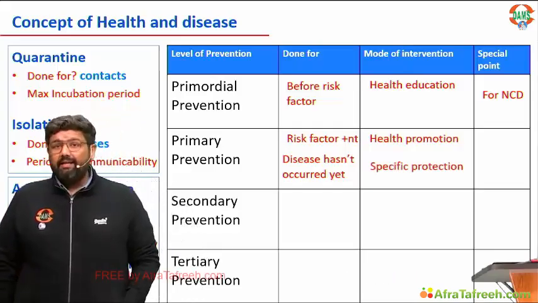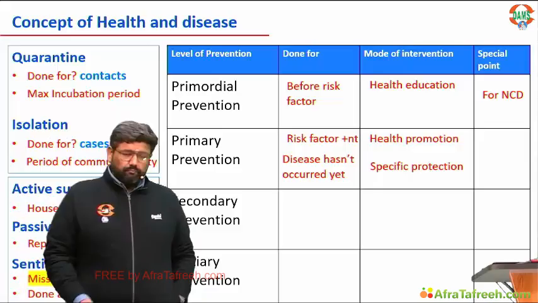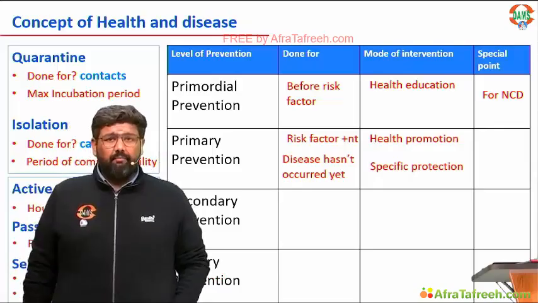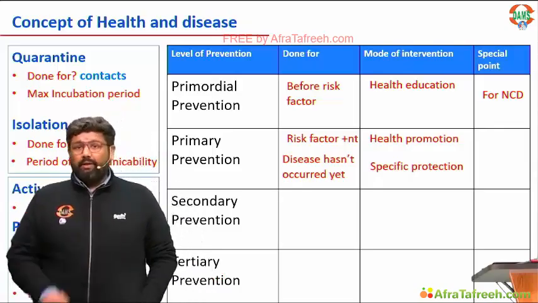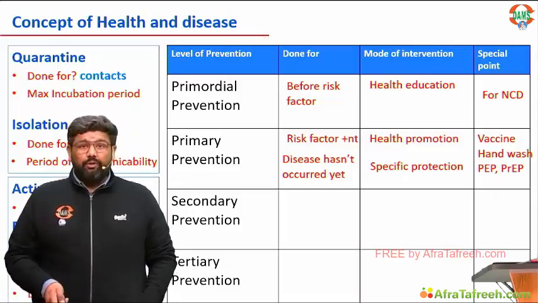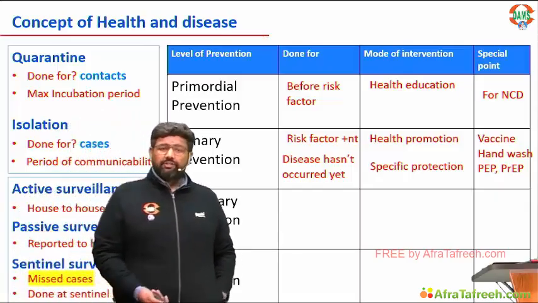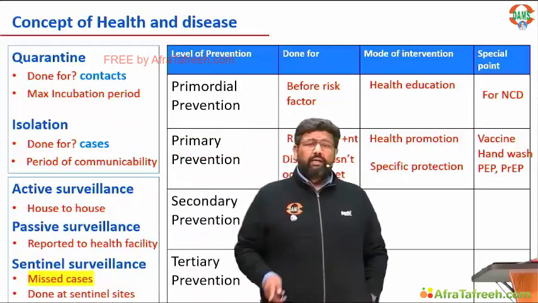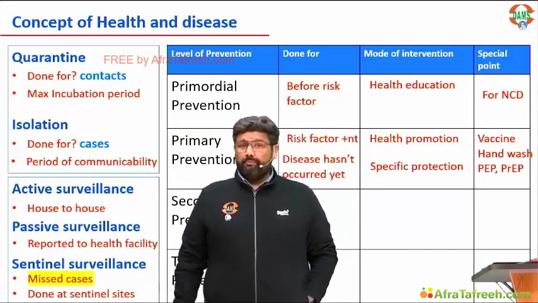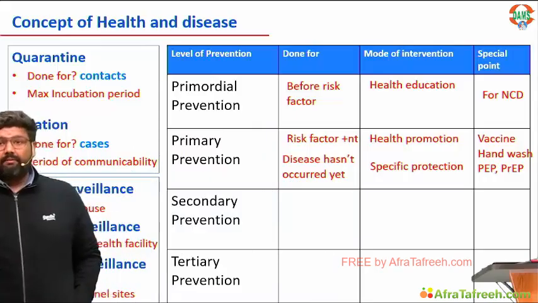And second is specific protection. For example, we can advise vaccines because the risk factor is there in our environment. Examples of this level of prevention are all vaccination and hand washing, be it in the ICU, at your home, before having lunch, dinner, anywhere. Hand washing is primary prevention. Pre-exposure prophylaxis, post-exposure prophylaxis, all of them are primary prevention. Using a mask is primary prevention.